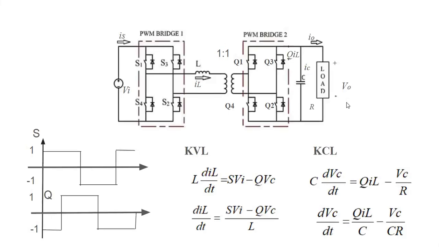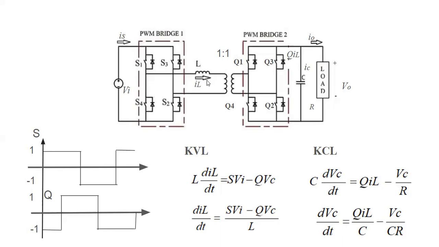The circuit of the dual active bridge converter is shown here, which has an input bridge and an output bridge. These two bridges are connected through a linear transformer whose transformation ratio is taken as 1:1. We have two energy storage elements, L and C. One is on the input side, another one, C, is on the output side. So there will be two state variables, and we can have two state equations.